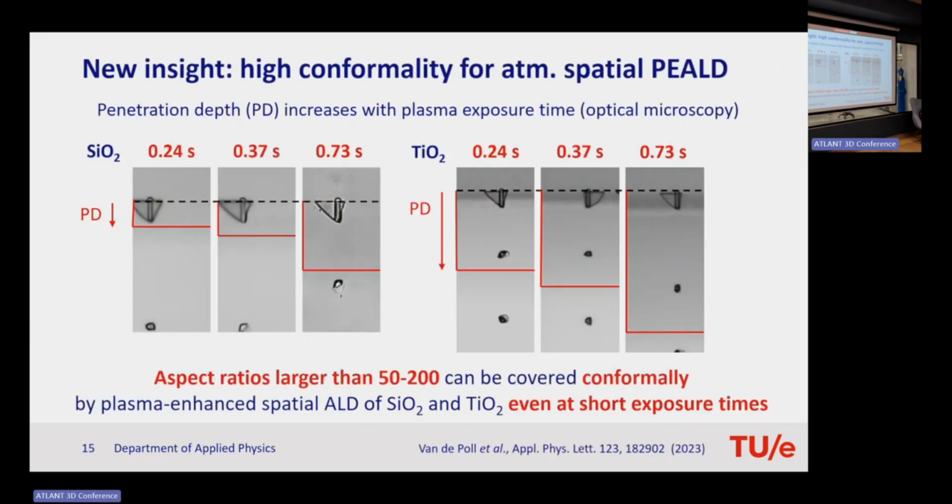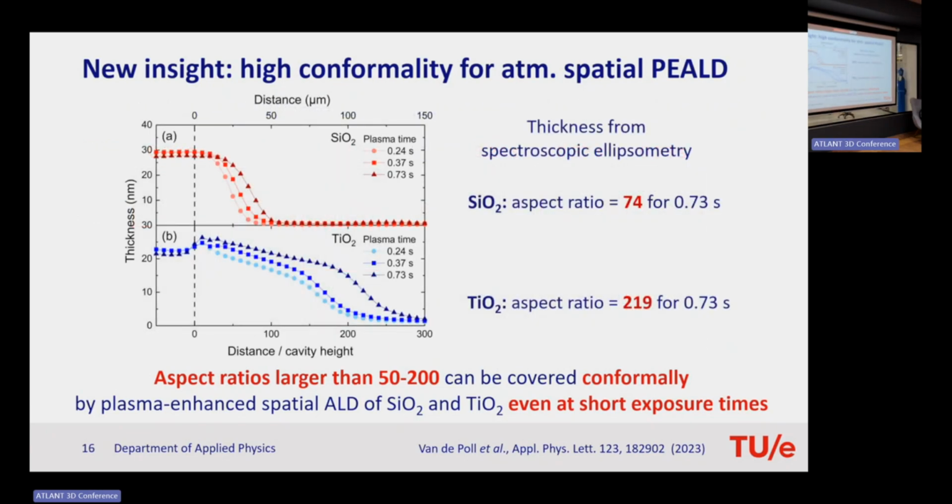So this was for silicon oxide and titanium oxide for atmospheric spatial plasma enhanced ALD. It's a little bit difficult to see, but the longer the exposure is, the deeper the material penetrates into the cavity. So here, this is the opening of the cavity, and then this was inside the cavity. And the longer the plasma exposure time, the deeper the material goes. And here we have plotted the data slightly differently, by spectroscopic ellipsometry. What we can see is that for silicon oxide, we can easily get to an aspect ratio of 74, and for titanium oxide even higher, more than 200, for a fairly short plasma exposure time, I would say.